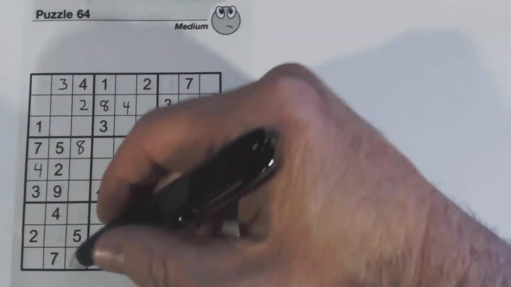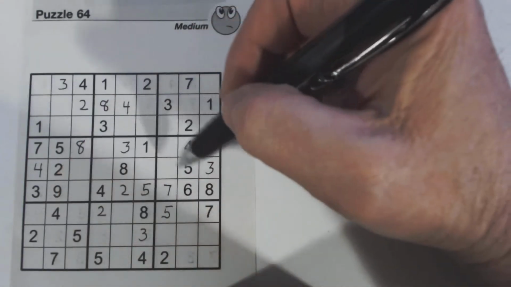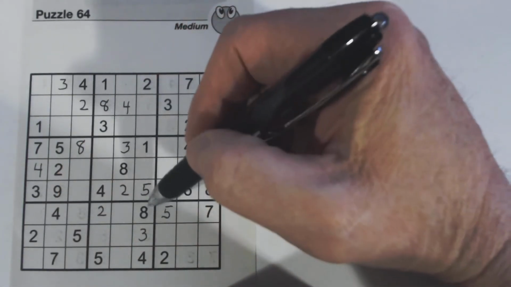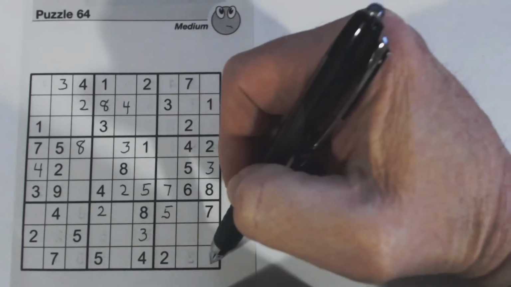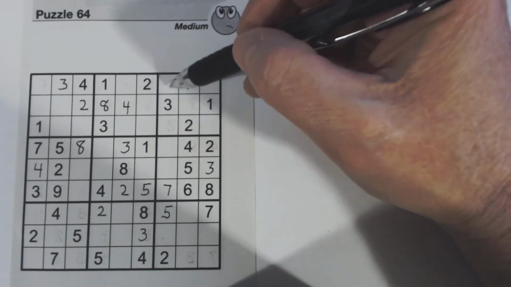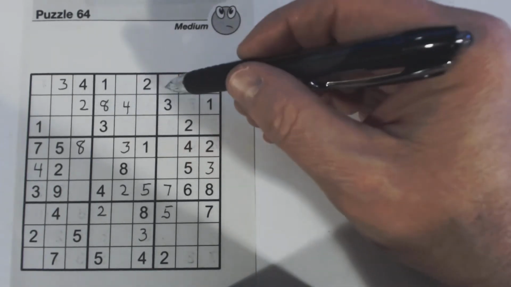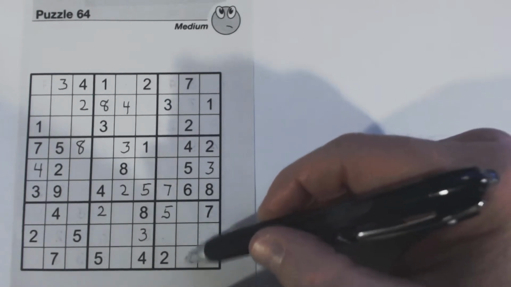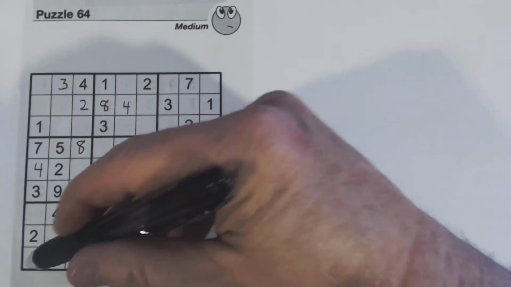Got an 8 here and an 8 here, so one of these is an 8. Okay. Got ghost 8's here and an 8 here. 8 there, so one of these is an 8. One of these is an 8.